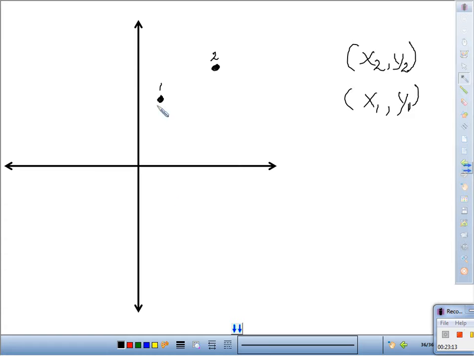So this is point 1. What is my x value for point 1? X sub 1. That is correct. What is the y value for point 1? Y sub 1. Okay. How about for point 2? What is my x value? X sub 2. How about my y value for point 2? Y sub 2. Okay. So far so good, right?